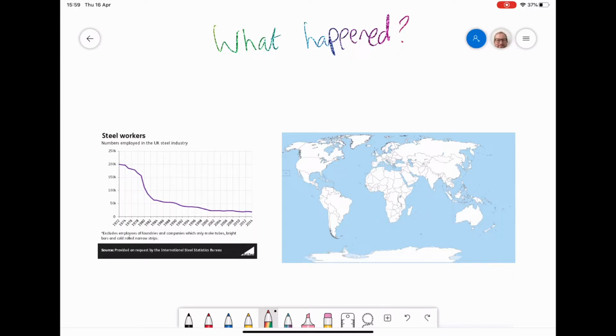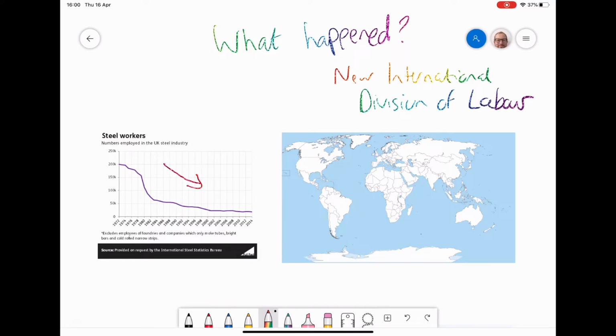We can see by looking at this graph on the left that major industries, the steel industry, was a really big industry in the UK. So in the 60s, it would have been one of the biggest steel producers in the entire world. Huge job losses. And this was largely because of something called the New International Division of Labour. And this is basically where TNCs are able to uproot the manufacturing and move it into newly industrialised countries.